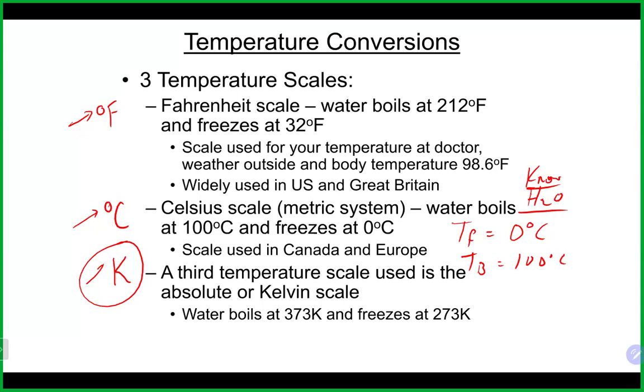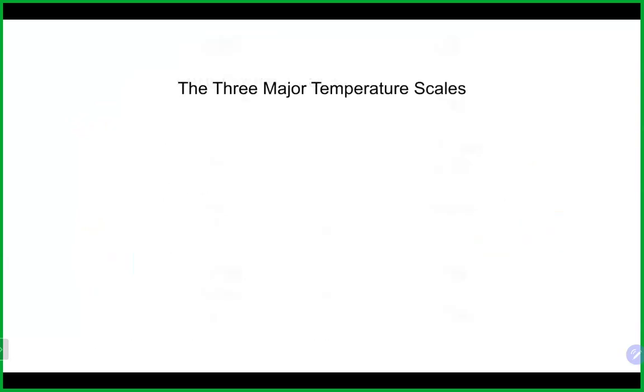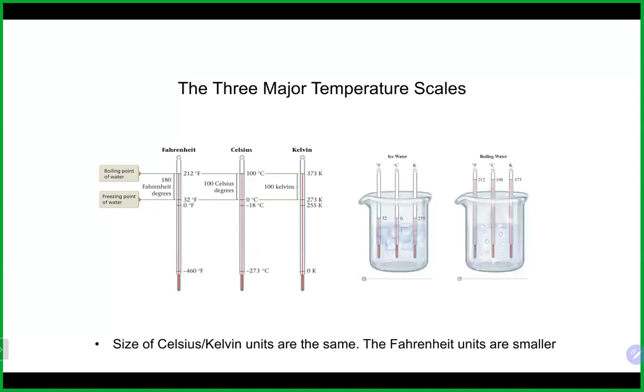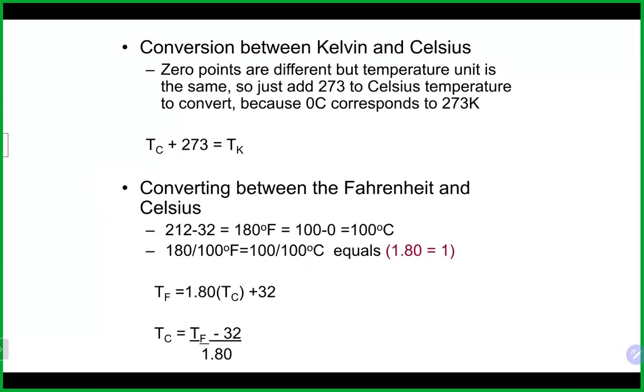So how do we convert between these? It is based on where they freeze and boil, and the difference in temperature units between the freezing point and the boiling point for each of those. Fahrenheit has about a 180-degree difference, and the other two scales have about a 100-unit difference between freezing and boiling. And that's what gives us our equations to convert between them.